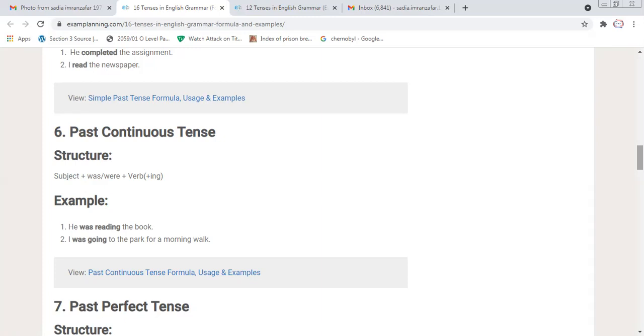The second example of past continuous tense is, I was going to the park for a morning walk. So I, again a pronoun, was is a helping verb, go is the main verb, ing is the continuous form, to is a preposition, the is an article, park is a common noun, for is a preposition, a is an article, morning walk. Walk is a noun and morning is used as an adjective here. What type of walk? Morning walk.